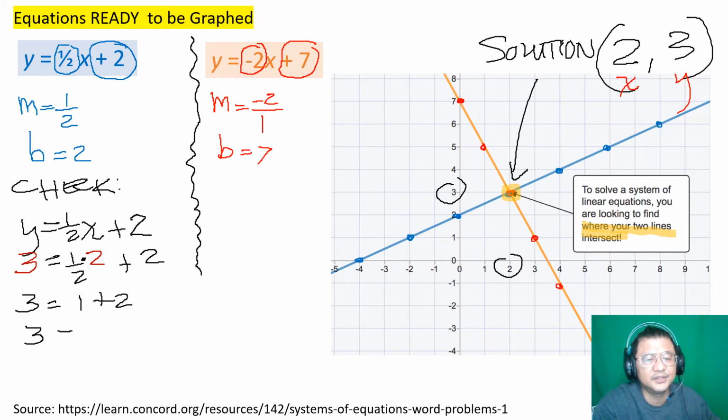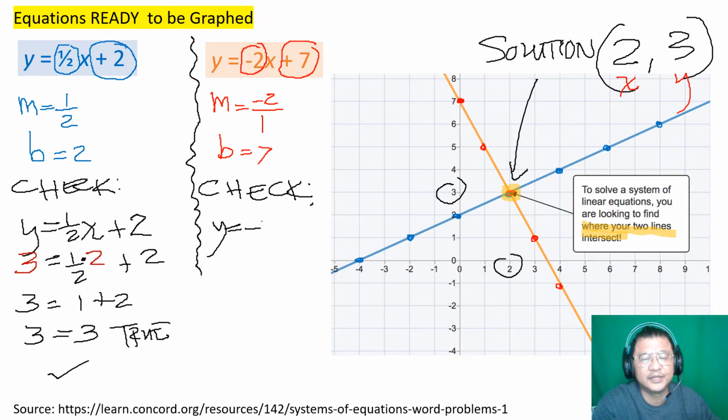Left side is 3, right side is 3. Is that a true statement? Yes, if it's a true statement, then we know we are correct. Now, let's check the other one too. Copy the original equation: y is equal to negative 2x plus 7. Instead of writing y, I will use 3. Where did I get that? From the solution. Then copy negative 2 times what? Instead of writing x, I will write the value of 2. And then plus 7.